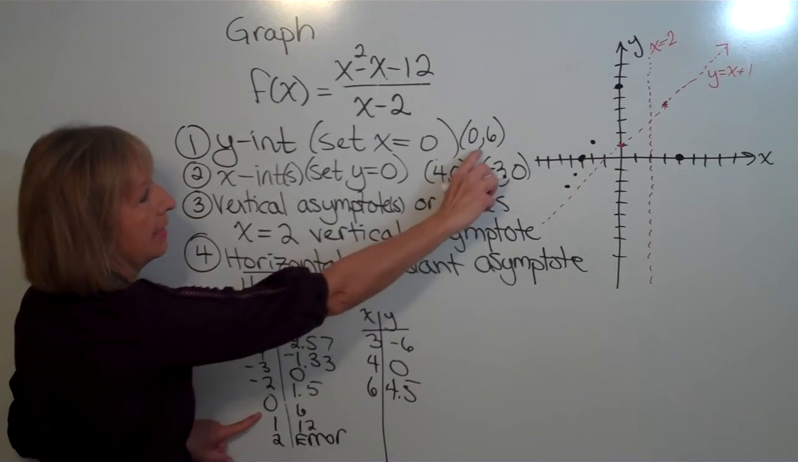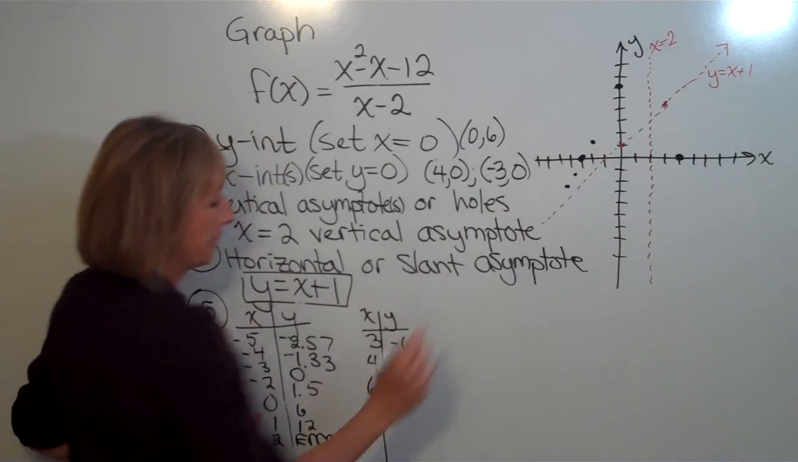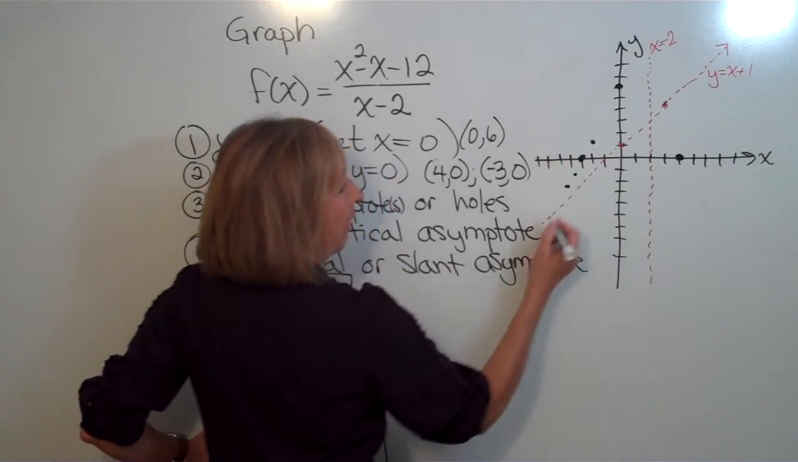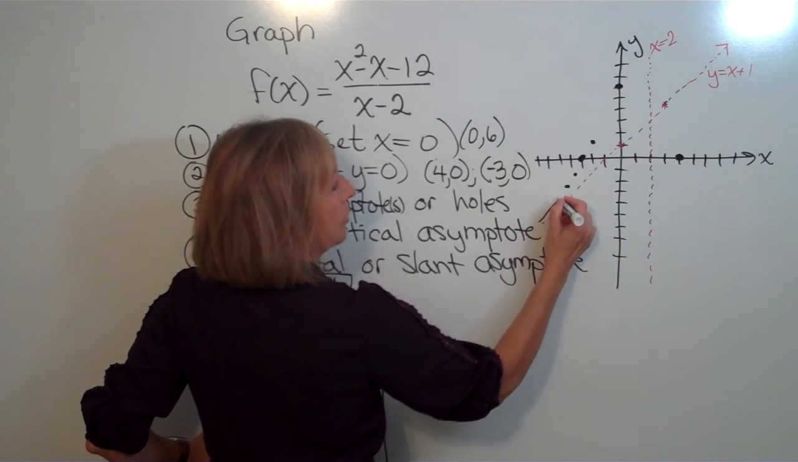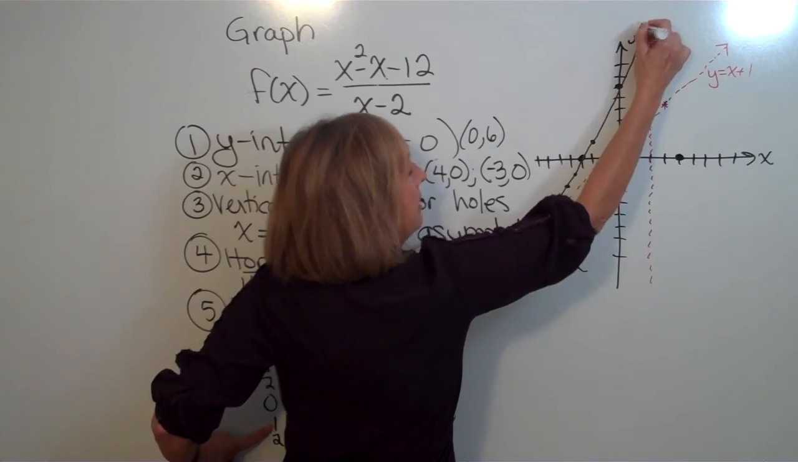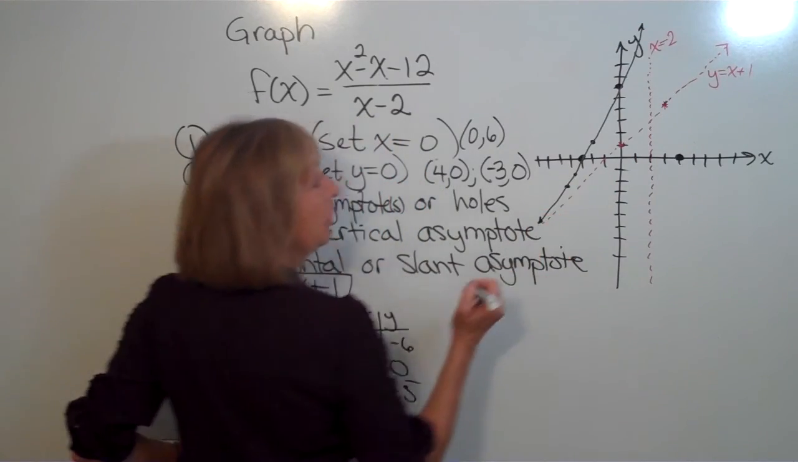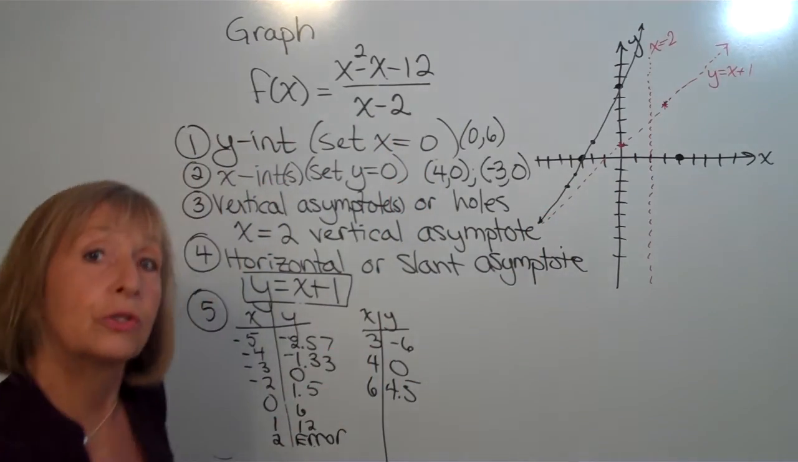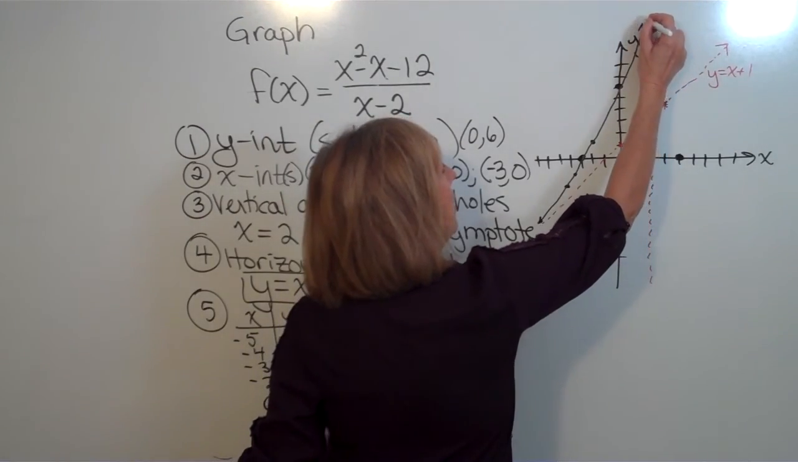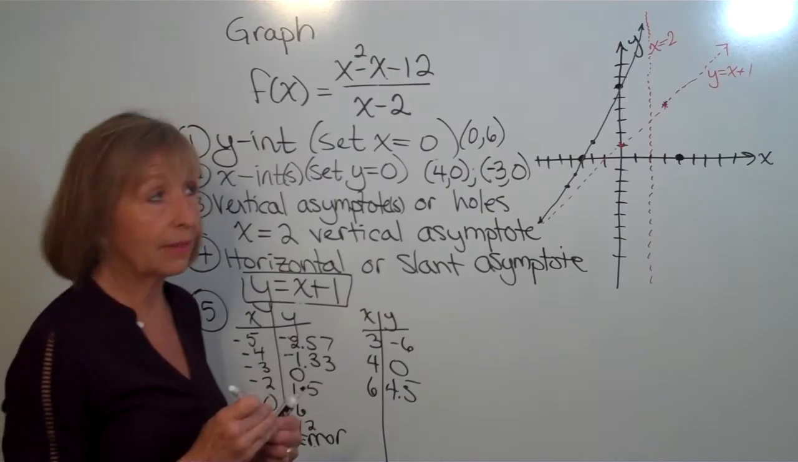(0, 6) is what I had for the y-intercept. (1, 12) is up off my graph. So I can see that the trend is like this, and it would continually get closer and closer and closer to that vertical asymptote on that left-hand side, but it would never touch it.